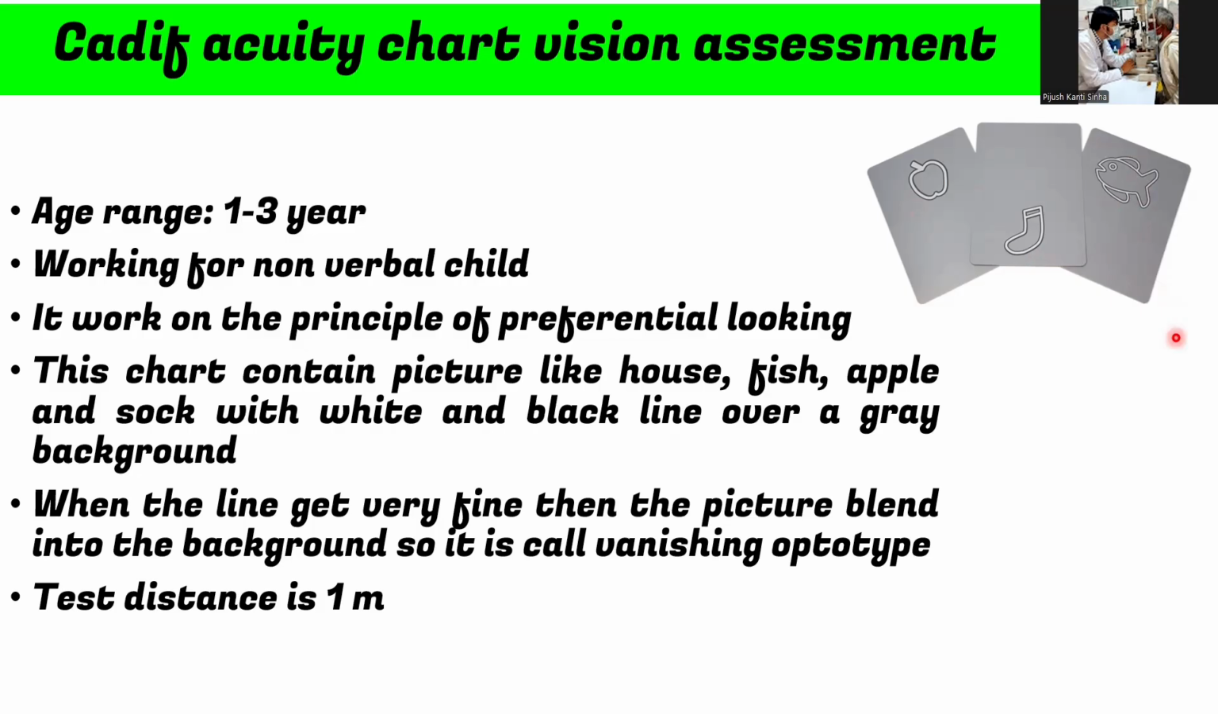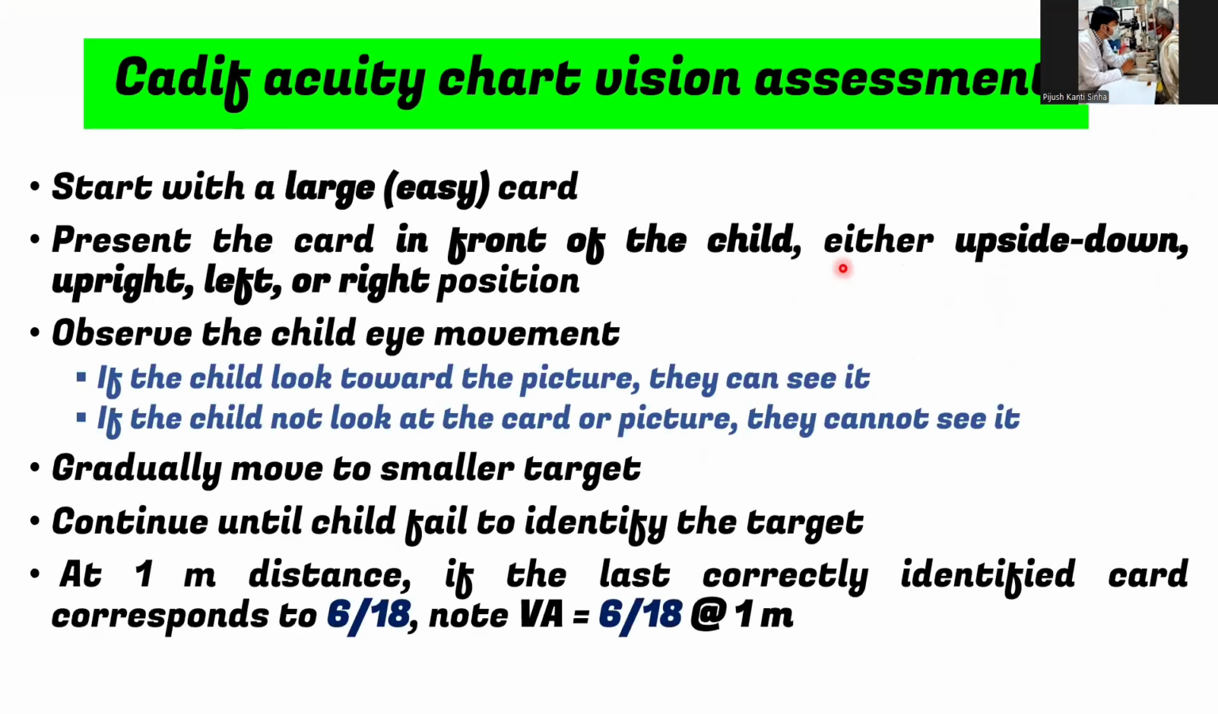If a child can see a picture, they will naturally look towards it without needing to say anything. The test card has pictures like fish, house, apple, or sock, but these pictures are made with white and black lines on a gray background. When the lines get very fine, the picture actually blends into the background and sort of vanishes. So this is why this test is also called vanishing optotype. So if the child is able to recognize the small line images also, that means the visual acuity of the child is quite good.